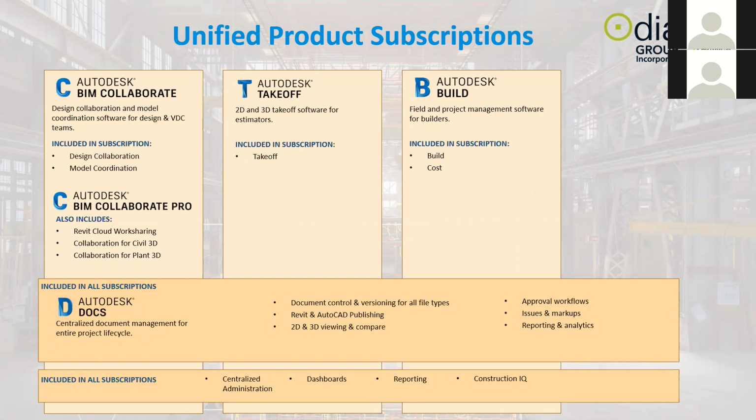We also have then BIM Collaborate Pro. What Pro includes is the Revit Cloud Worksharing, collaboration for Civil 3D, and collaboration for Plant 3D. So they are 2 separate purchases. And obviously, you don't need basic BIM Collaborate to have BIM Collaborate Pro. It's one or the other. Then we also have Autodesk Takeoff, which is 2D and 3D takeoff software for quantity surveyors and estimators. So that all resides within that cloud environment.